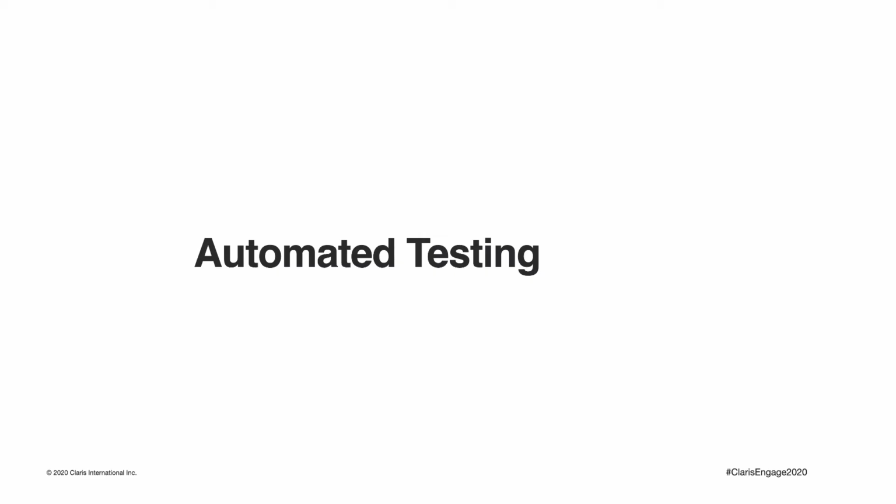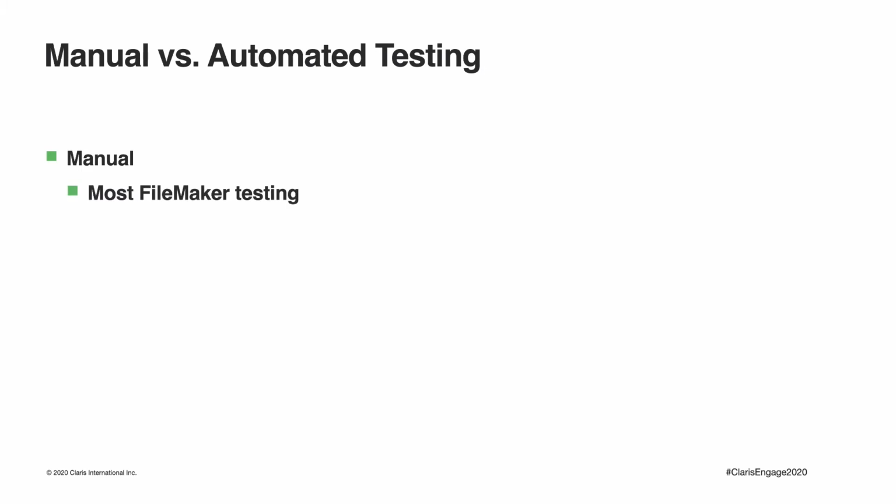We just finished taking a high-level view at revision control, and with that knowledge under our belt, let's talk a bit about testing. It's probably safe to say that most FileMaker testing is done manually. So how does automated testing compare to manual testing?